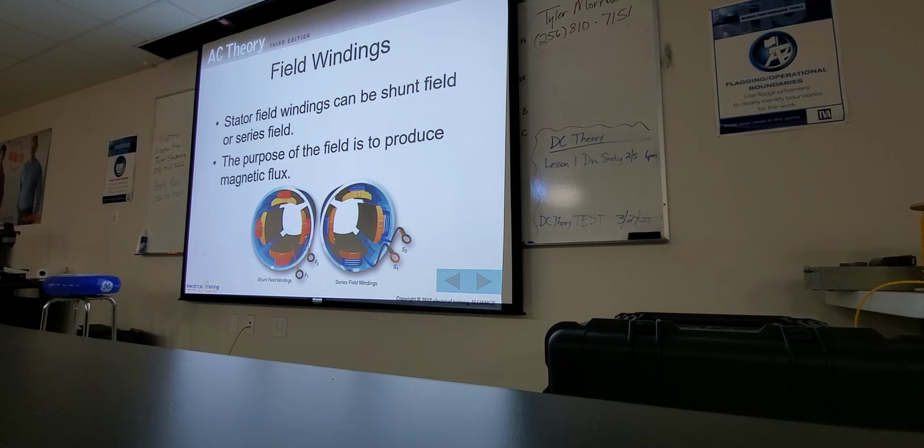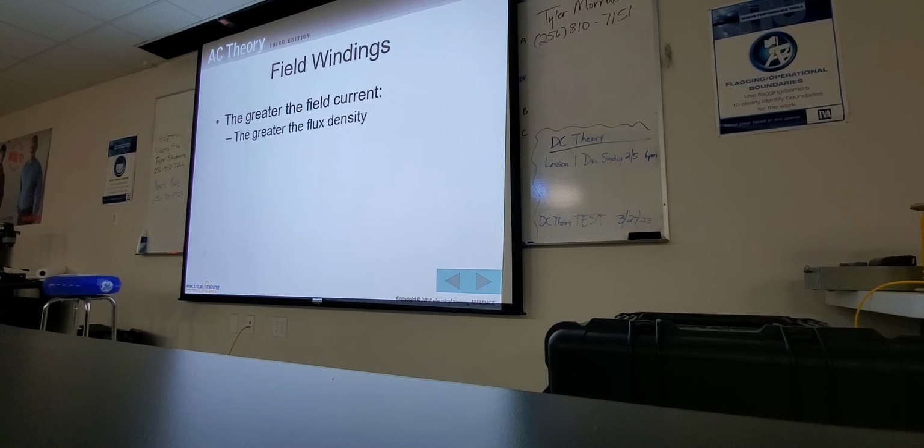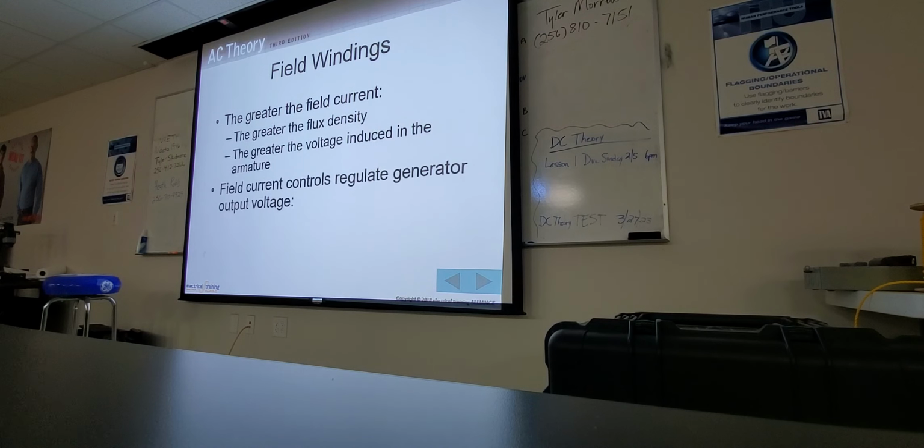The purpose of the field is to produce the magnetic flux. The greater the field current, the greater the flux density, and the greater the voltage induced in the armature. Field current controls regulate generator output voltage. Internal or external automatic control or a manual external control.